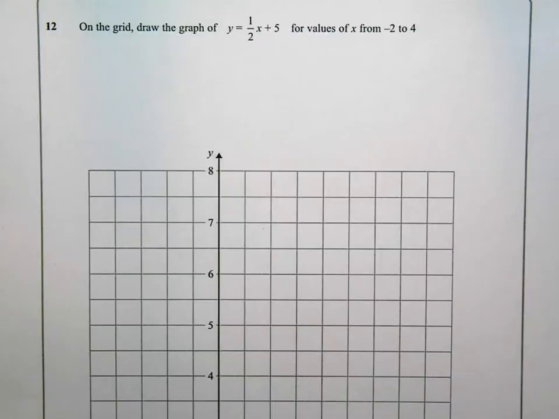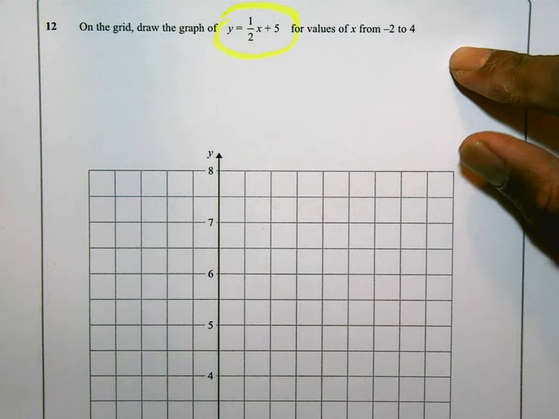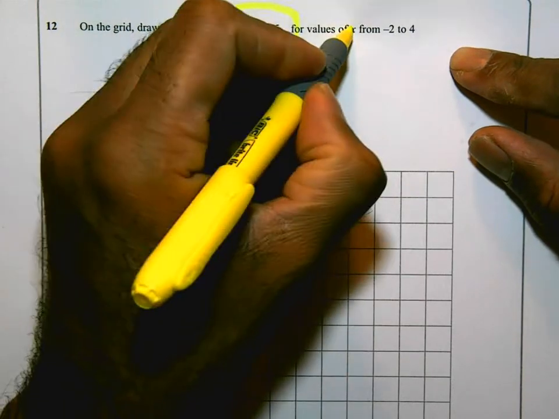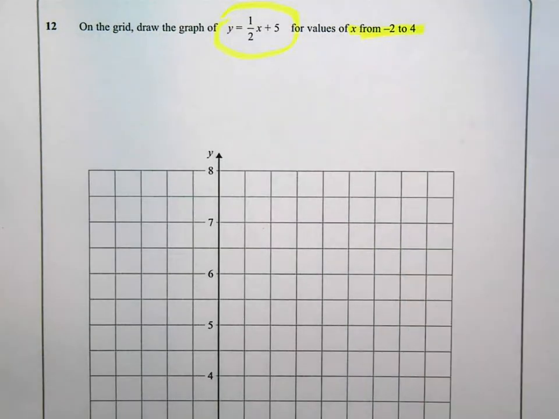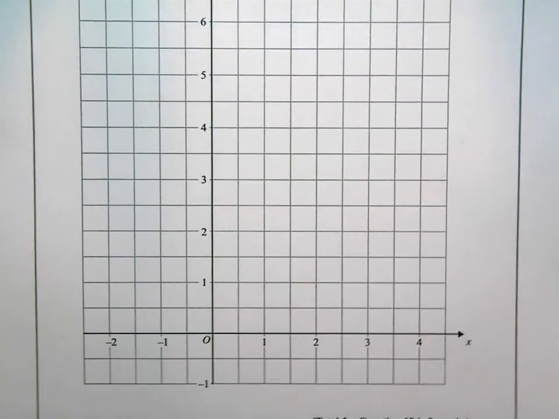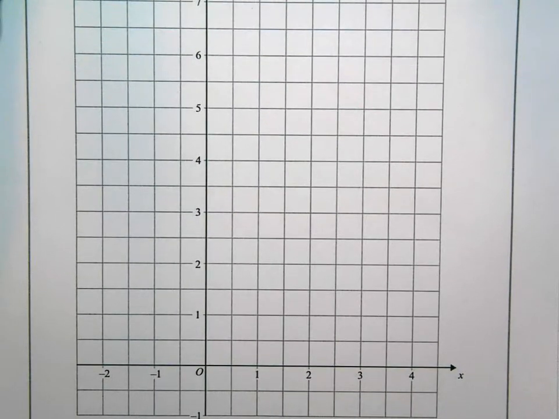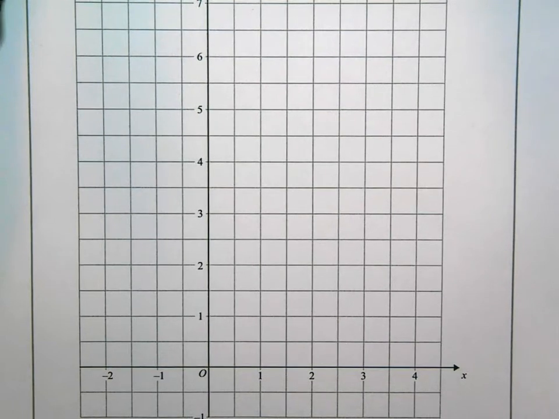This is question number 12 on the June 2013 non-calculator paper. This question says, on the grid, draw the graph y is equal to a half x plus 5, for the values of x from -2 to 4. So they've actually given you a fair bit of information, and I'm not going to zoom in on this because that's the whole graph, and once I produce a table of results, we'll come and plot those on the graph.